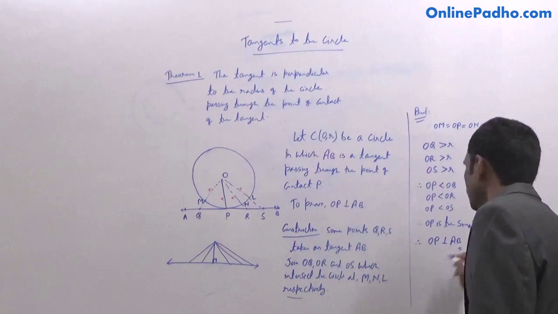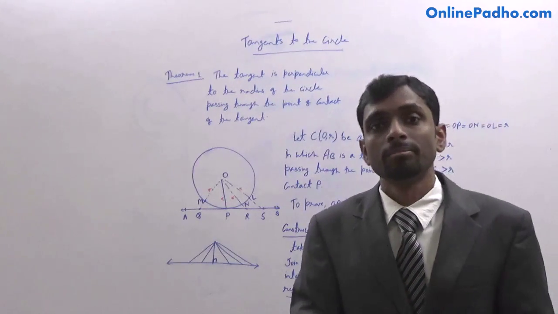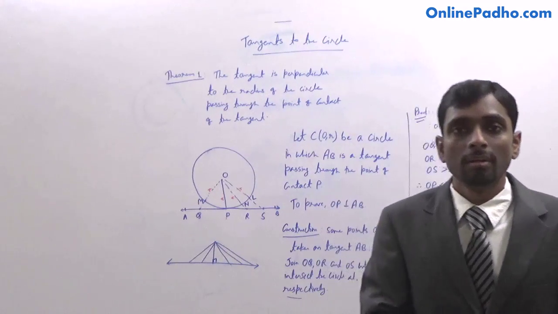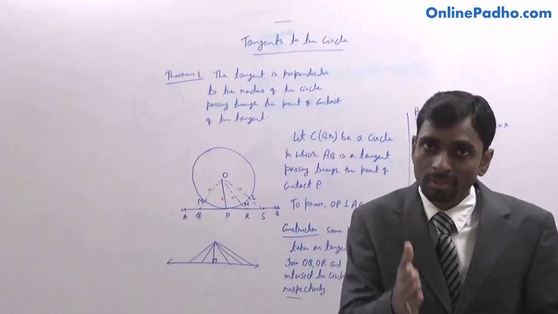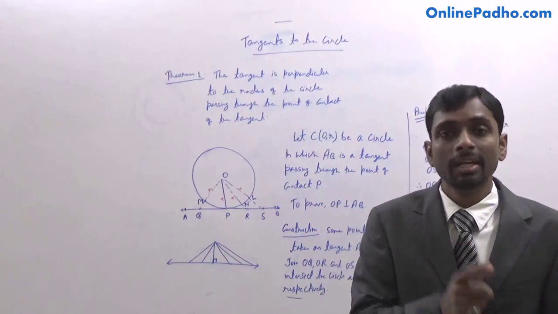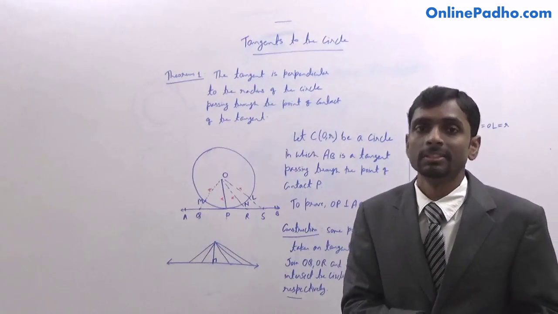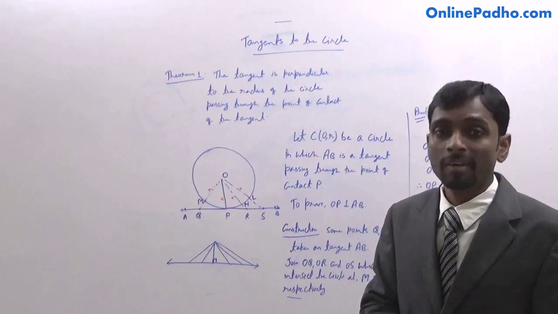This we need to prove in this question. So this is our first theorem. The theorem is what? The tangent to the circle must be perpendicular to the radius. Which radius? The one passing through the point of contact on the tangent. This is the very first theorem, a very important theorem. There are only two theorems.